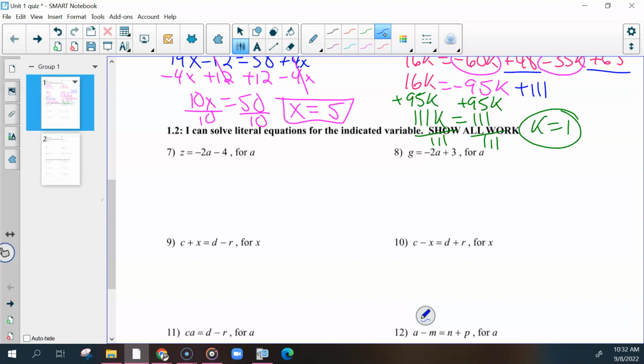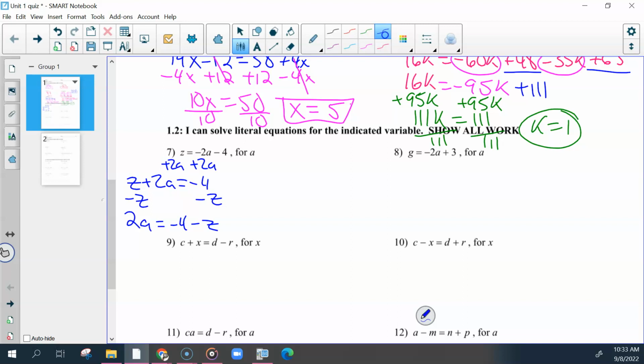Some of you move 2A over. So let's do that. So move 2A over. So we had Z plus 2A equals -4. And then move Z over. This was fine to do this way, because then you don't have to worry about dividing by a negative.